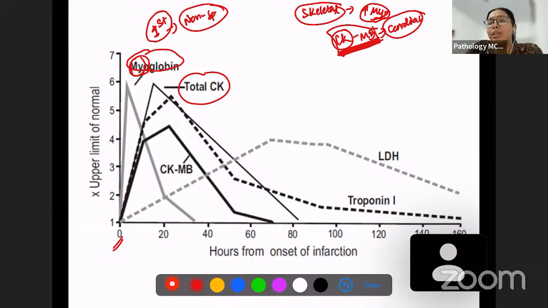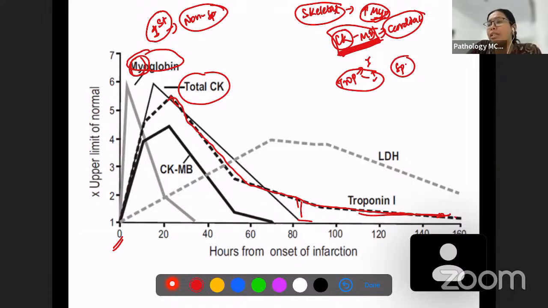And then we have another marker, the troponins. We have troponin I and troponin T. Remember, troponin I and T are the markers which come in, and then they are going to stay for a very long time, till 140 days, more than 80 days. You can see it in the serum. So troponin I is a very specific marker for myocardial infarction.